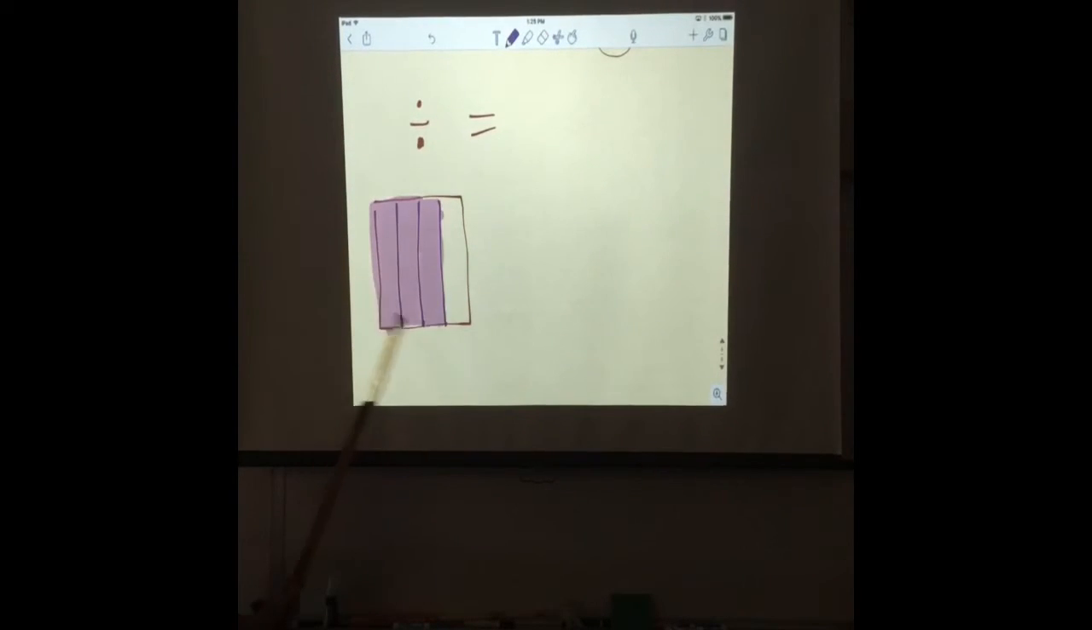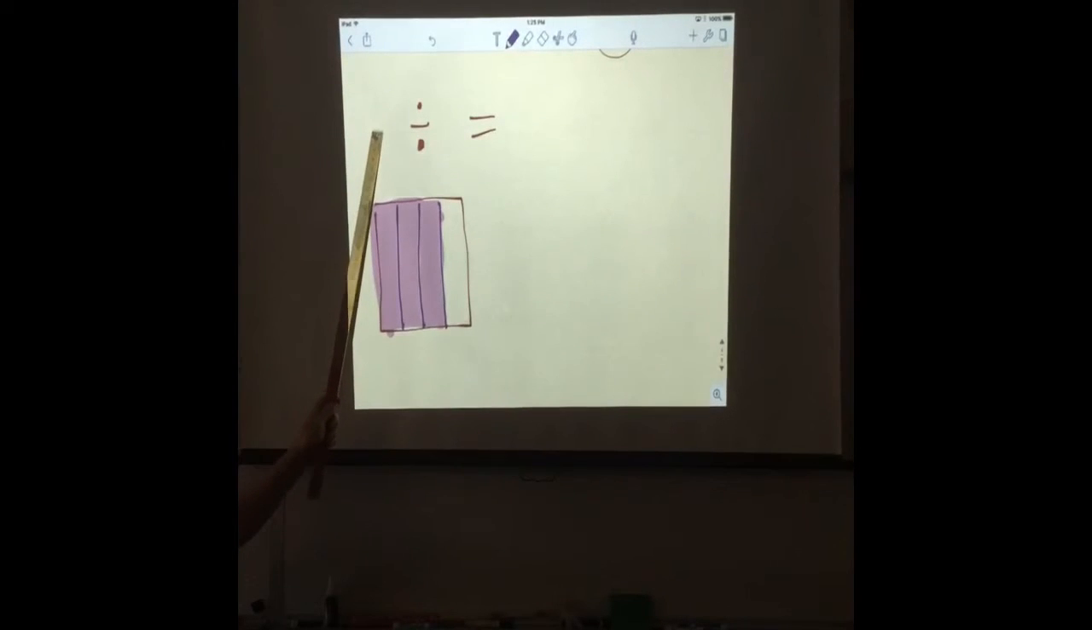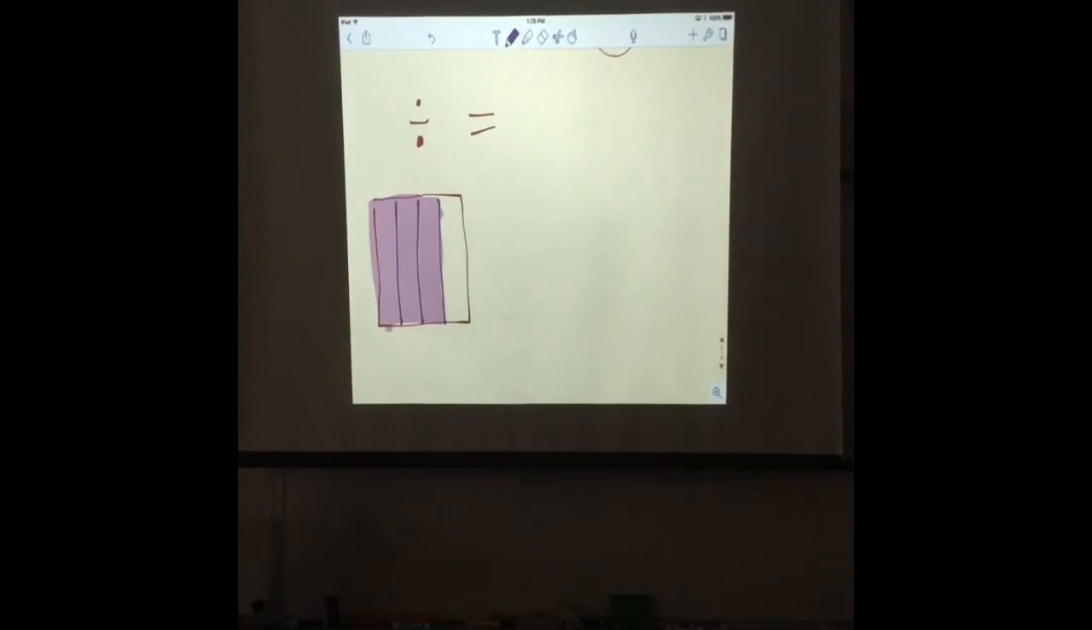Nice. We have our box here. What should our number be for up here? What's our fraction? Our fraction is 3/4, right? And let's say I want to divide that by 3. Can we do it? Sure.